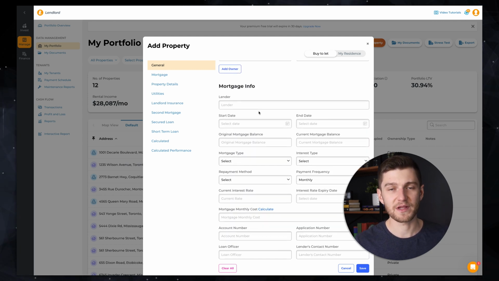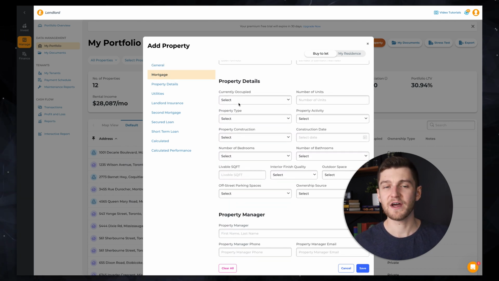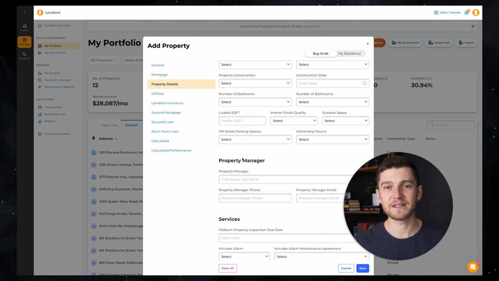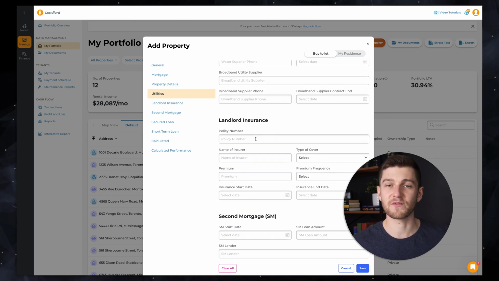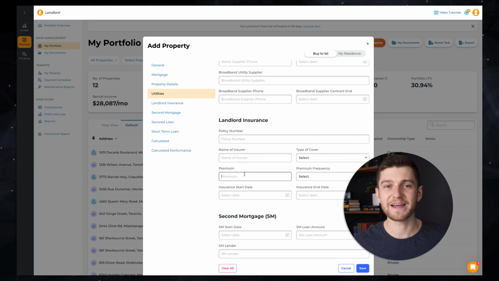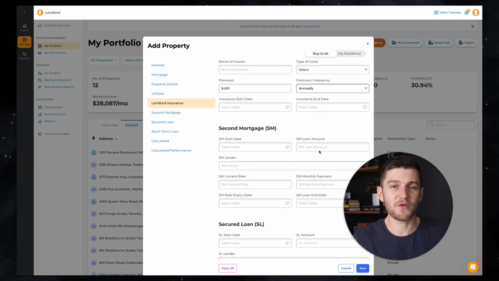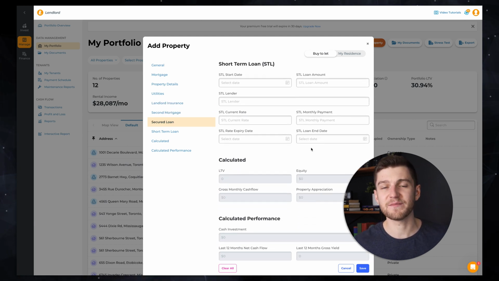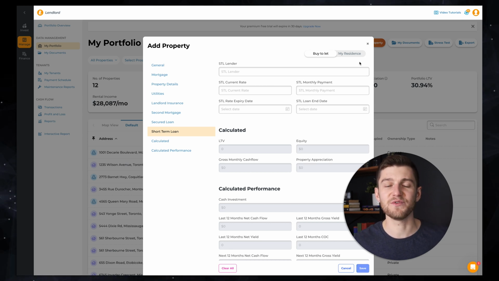After inputting this preliminary info, you'll continue scrolling down, adding information about the mortgage, the property's details, utilities, insurance, and other relevant information. That's all necessary for Landlord to give you proper financial reporting of said property moving forward. So although it could take a few moments, make sure to input as much detail as you can. And once you're done, simply click save and that property will be added to your portfolio.